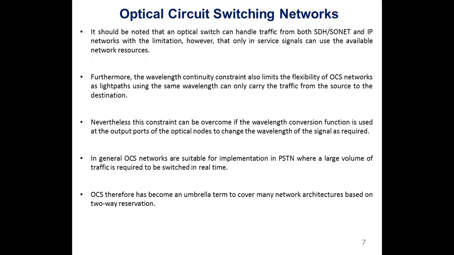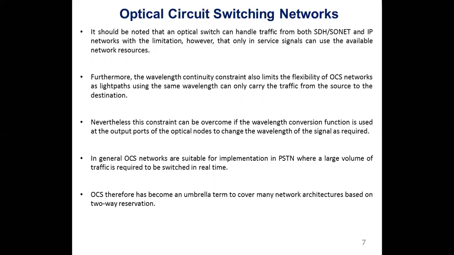What is to be noted here is that the switch can handle traffic from both SDH SONET or IP networks, but the limitation is that only service signals can be used. They can use the available network resource. The resource here will be the path and the wavelength. Additionally, you also need to ensure that the wavelength continuity constraint is followed, which implies that this one wavelength should be available on the paths of the network, and this will obviously limit the flexibility of these networks, as light paths need to use the same wavelength to carry traffic from source to destination.